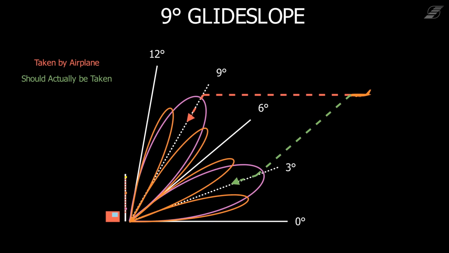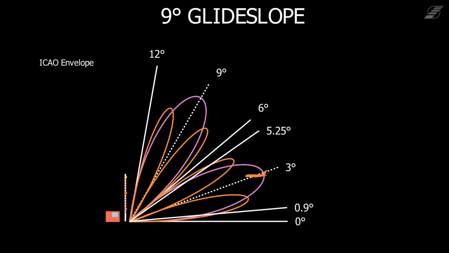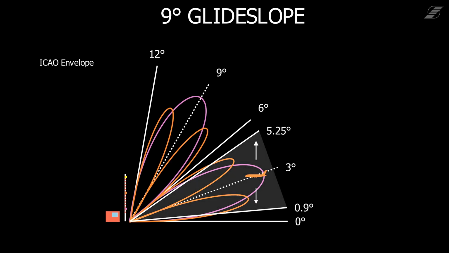This can be very dangerous since the onboard equipment of the airplane doesn't recognize the difference between the correct and the false glide slope. If the aircraft continues the approach on the 9-degree glide slope, the landing would be too abrupt, which could result in an unsafe landing or even a crash. To prevent this case, the approaching airplane needs to be in a specified area, which is set by ICAO.